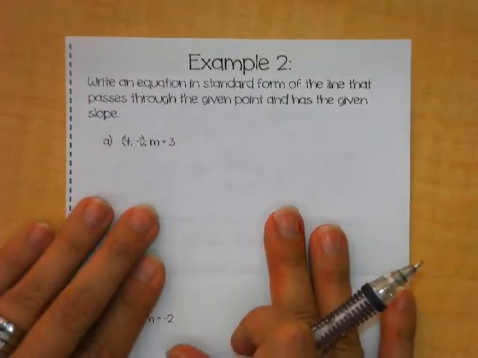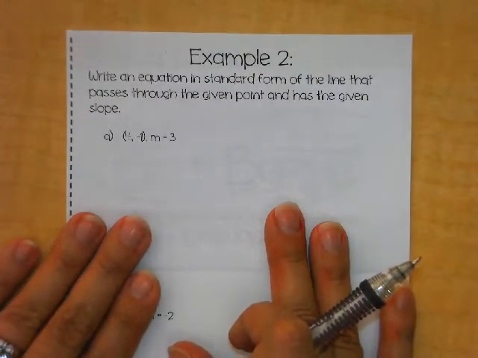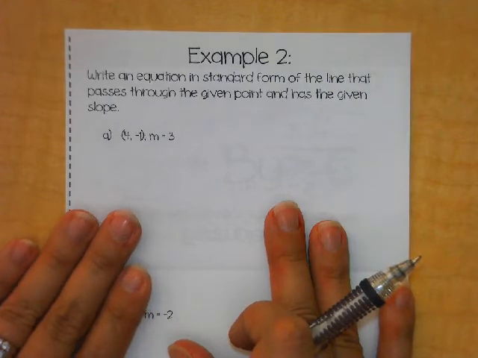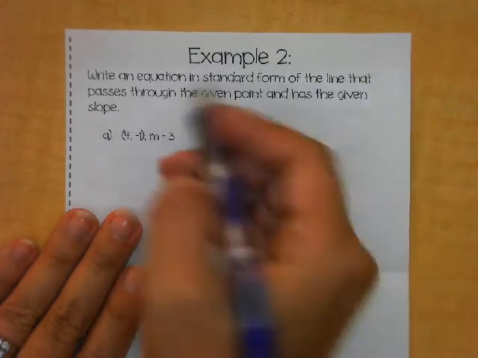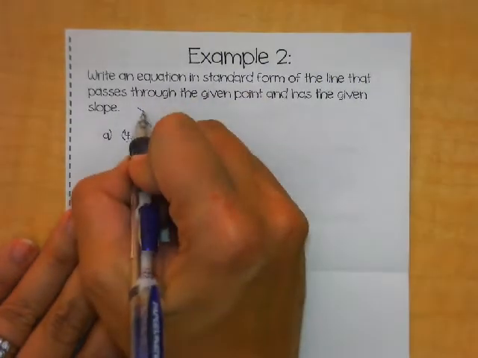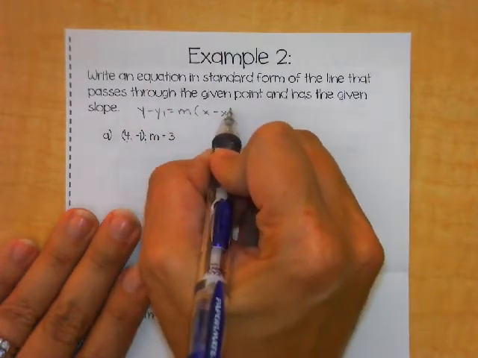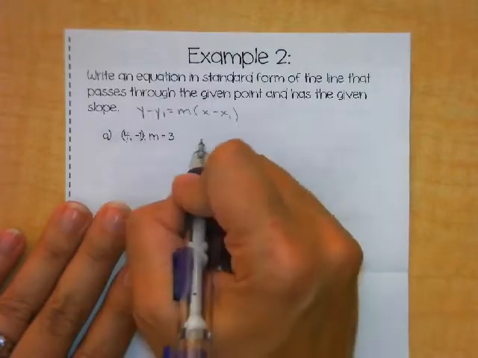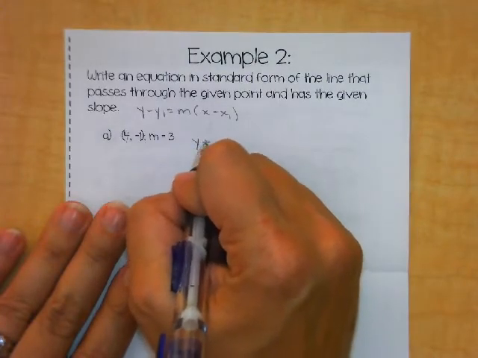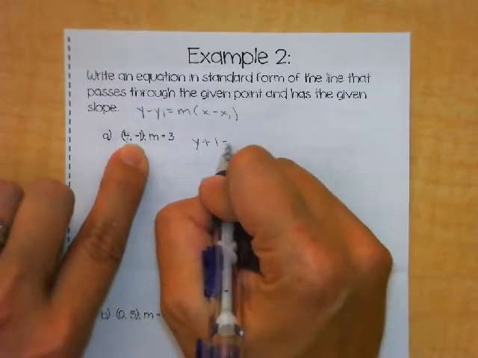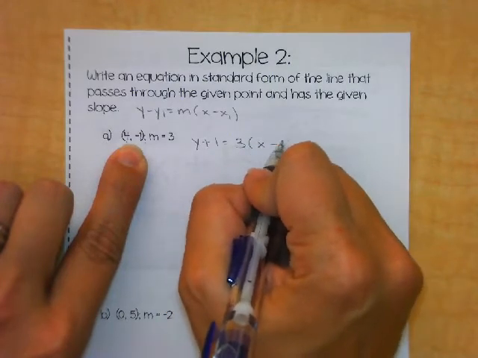So let's elaborate a little bit more. Write an equation in standard form of a line that passes through the given point and has a given slope. So again, we have a point and a slope. So this is point slope form, which is why we learned that before this one. We're going to start in point slope form. So y plus 1 equals 3 times x minus 4.